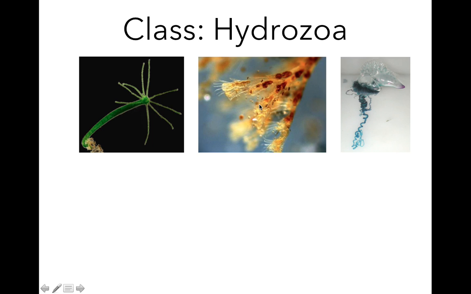Here is Obelia, and Obelia is a colonial scyphozoan, which is also predominantly of the polyp form. And then over here on the right, that is a Portuguese man of war, Physalia physalis, which is another type of colonial organism. It's not actually a jellyfish, although most people think of it as a jellyfish, but it's actually a colonial organism with four different types of cells all collaborating together. They're all polyps that work together to form this structure that we think of as a jellyfish, but it's not.